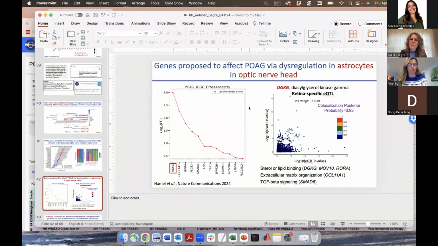And we can then look also at the genes that are proposed to affect glaucoma through dysregulation in a particular cell type in the eye tissue. So for example, this is looking at the cell type specificity of the top ranked genes in astrocytes in the optic nerve head that colocalize with glaucoma. And so, for example, a retina-specific eQTL acting on DGKG, diacylglycerol kinase gamma, showed the strongest astrocyte-specific expression and is proposed to affect glaucoma potentially through this mechanism.